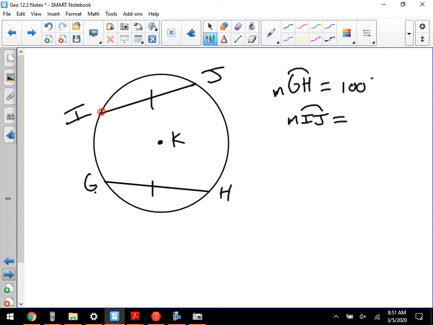Alright, back to this one here. Notice you have IJ and GH. Those two guys are chords. They have tick marks. The tick marks state that they are congruent. Are we okay with that? Alright. Now, they gave you the measure of arc GH at 100 degrees. What is the measure of arc IJ? 100.